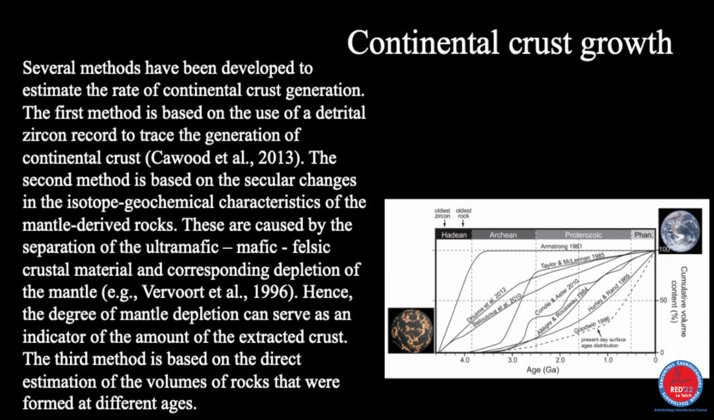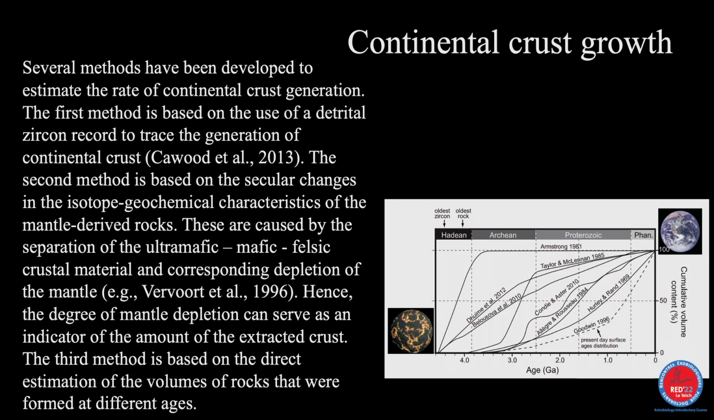The third method is to use a direct estimation of the volumes of the rocks that were formed throughout the Earth's history. In the lecture today, we will concentrate on the first and second possibilities, so maybe the third one next time. Zircons, I told you, an extremely important mineral, however, of a very simple formula. Just look, to crystallize zircon we need only a few elements: zirconium, silicon, oxygen. That's all.